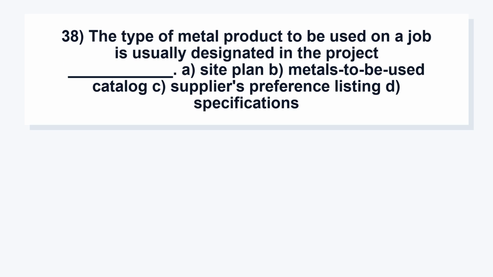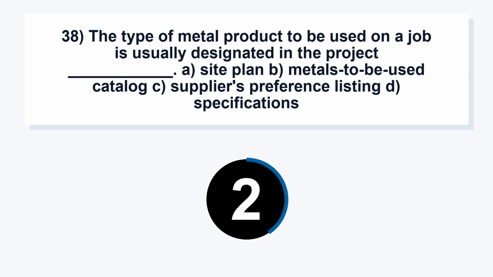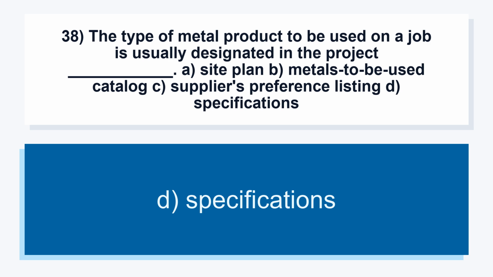38. The type of metal product to be used on a job is usually designated in the project ______. A. Site plan. B. Metals to be used catalog. C. Supplier's preference listing. D. Specifications. D. Specifications.